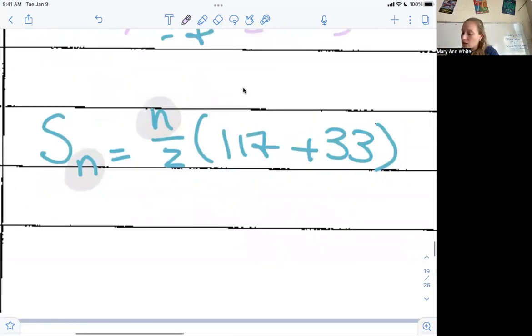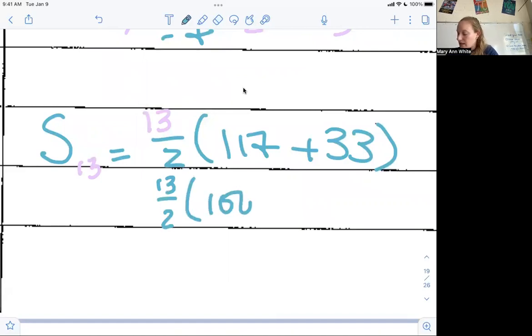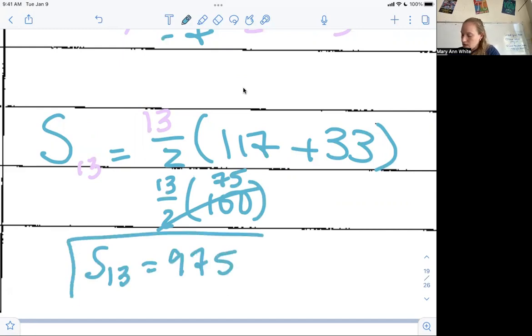All that means is I'm going to plug 13 in for these n's. I don't like to make it a decimal until I absolutely have to, so I'm going to keep it like that. And when I do 117 plus 33, that does give me an even number, so I can divide that by 2. So that's 75. And then 75 times 13 is 975. So the sum of those 13 terms is 975.